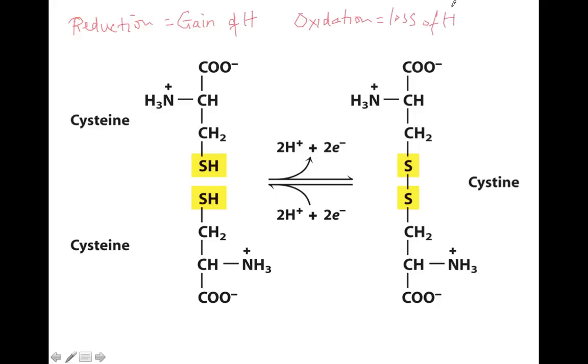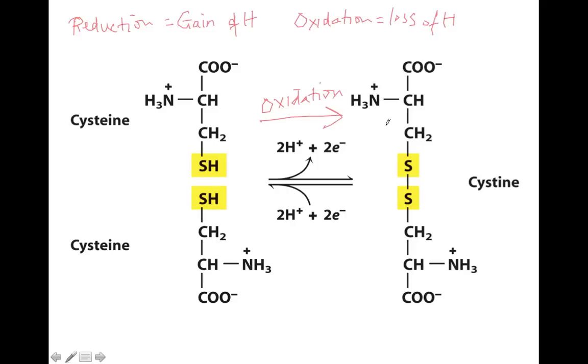of hydrogen. Alright? So what that means here is that when these two cysteine sulfhydryl groups react together by losing their hydrogen to form a disulfide bond, alright, so they're losing hydrogen, in this direction here, that's an oxidation reaction.